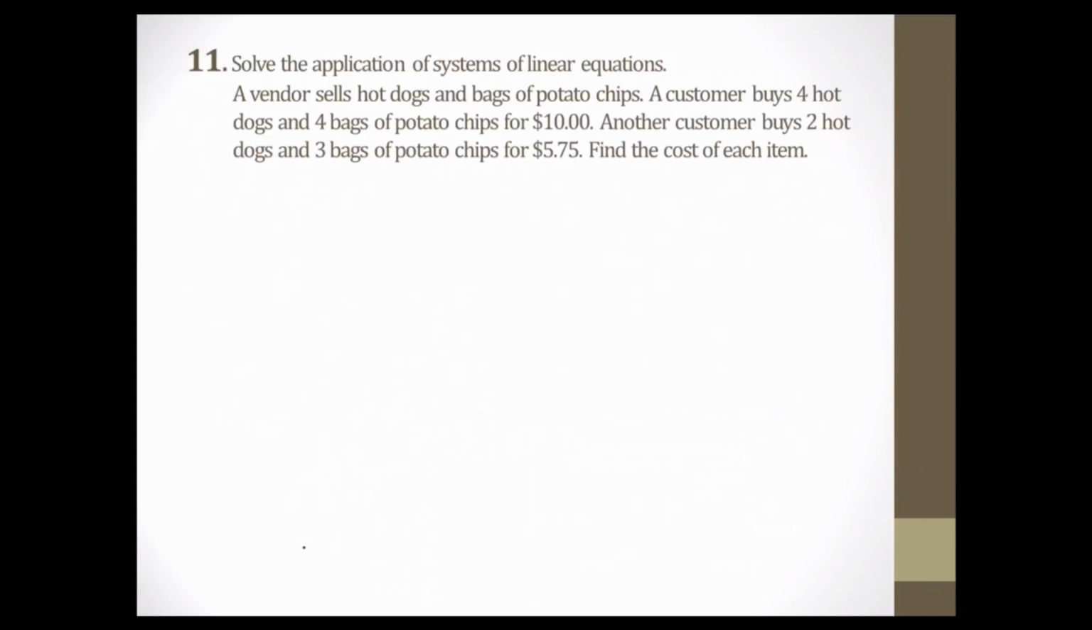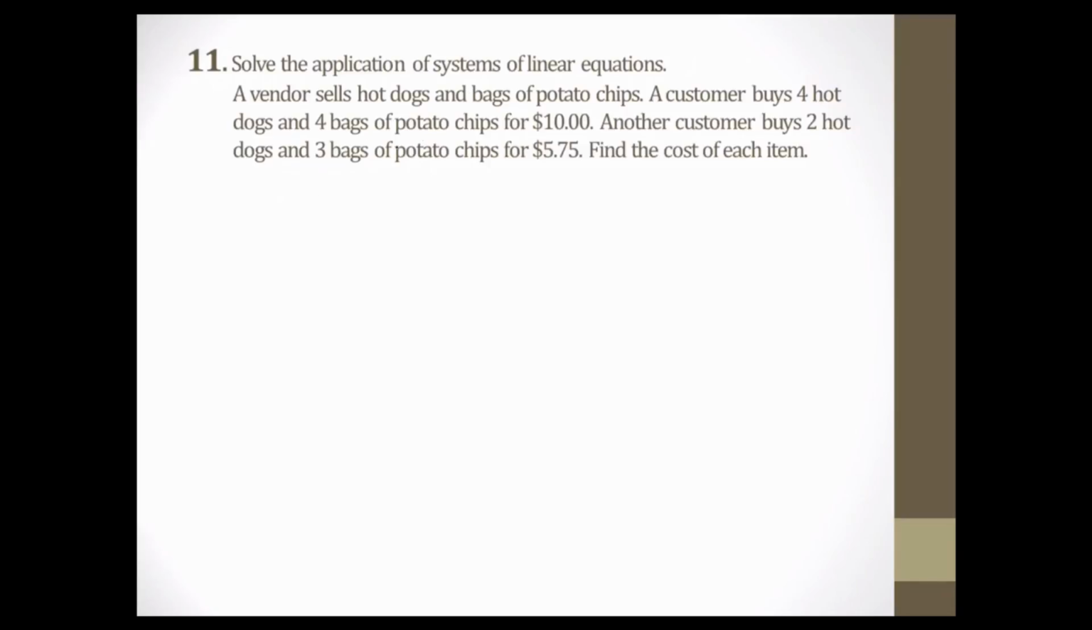All right. Okay, let's go to problem number 11. This is a word problem and it's solve the application of systems of linear equations. So now we're going to apply what Professor Forsythe had showed you in 2 different problems previously. So it says a vendor sells hot dogs and bags of potato chips. A customer buys 4 hot dogs and 4 bags of potato chips for $10, and then another customer buys 2 hot dogs and 3 bags of potato chips for $5.75. And we need to find the cost of each of these 2 items.